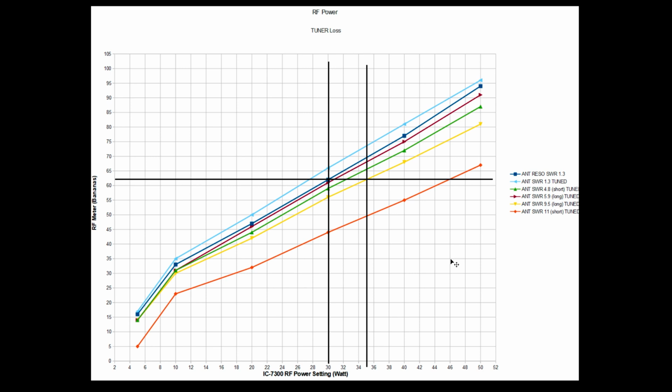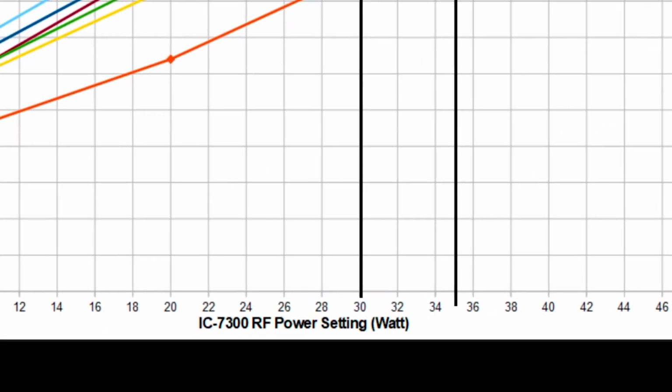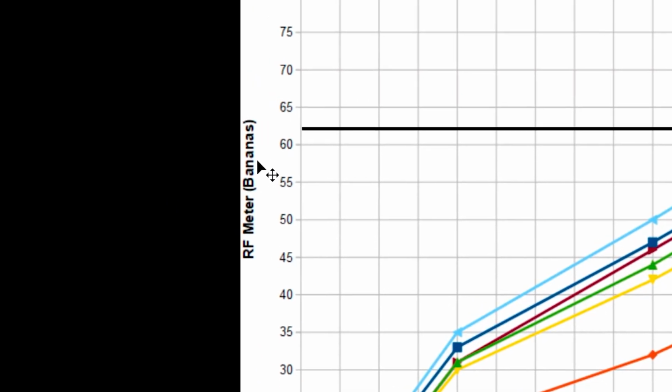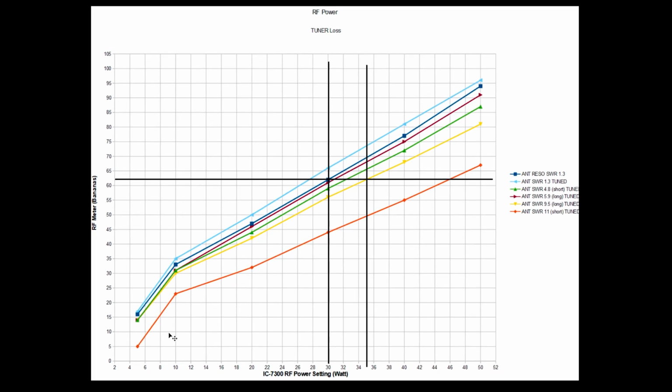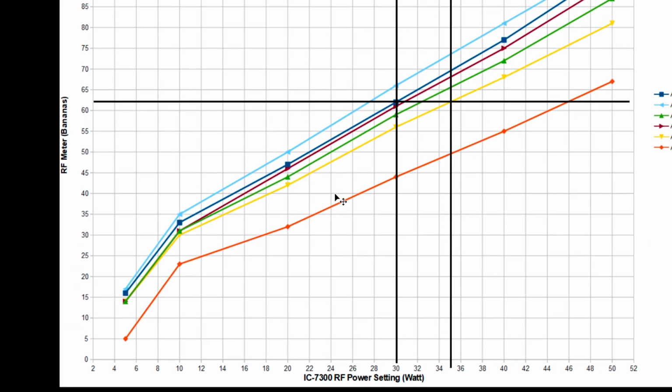What you see here is the generated chart from the recorded data points. On the x-axis you have the power setting of the transceiver. On the y-axis you have the RF meter reading. There is no unit, that's why it says bananas. For each antenna setup I transmitted with 5 watts, 10, 20, 30, 40 and 50. At 5 watts you can see the lines are suddenly dropping. It seems like the real power was lower than shown on the display.